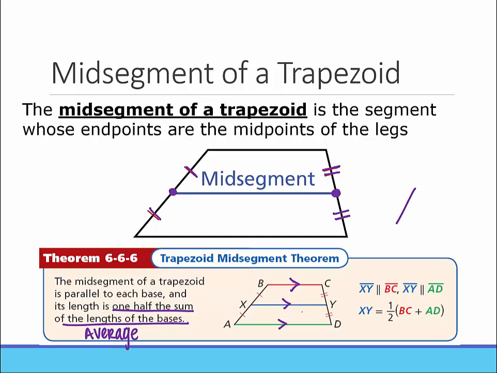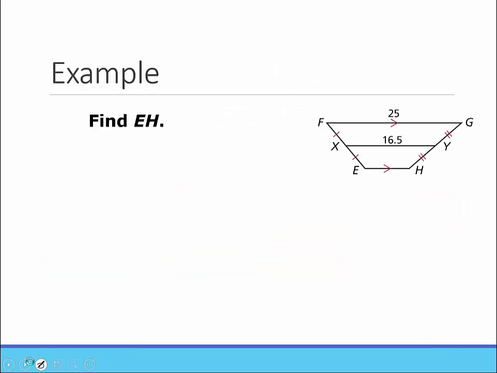So let's say that I had a trapezoid here, and I told you that this was 10 and this was 6. The length of this mid-segment has to be halfway in between those two numbers. So you add them up, divide by 2, this would be 8. So let's do a problem.